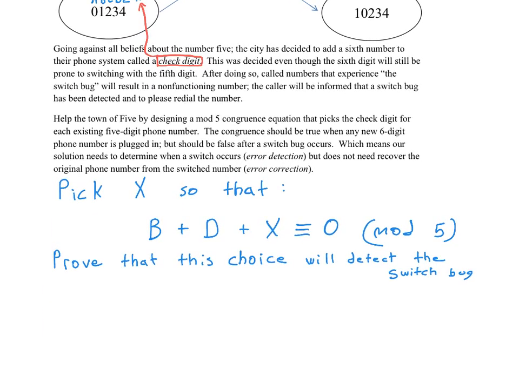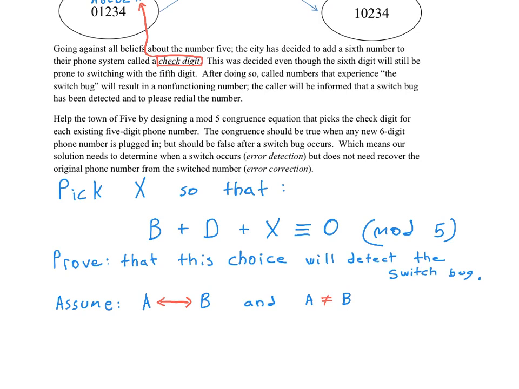Let's assume in our proof that A switches with B and A and B are different digits. So when this switch occurs, what we want to have happen is the equation or congruence that we have above, we want it to no longer be true. It's always true to begin with. We pick everyone's phone number, so they take their second digit, they take their fourth digit, and they take their check digit, and everyone's phone number gets chosen, so they have 0 in mod 5 when you add those digits together.